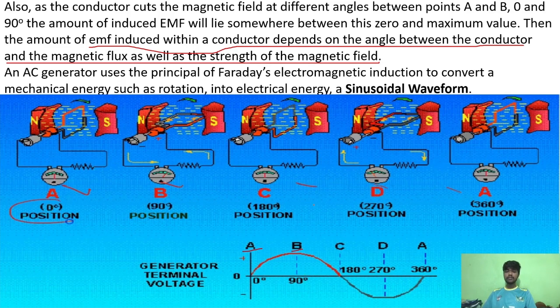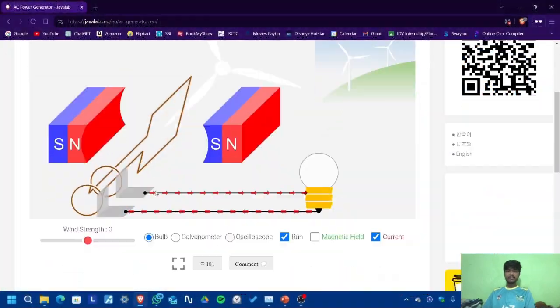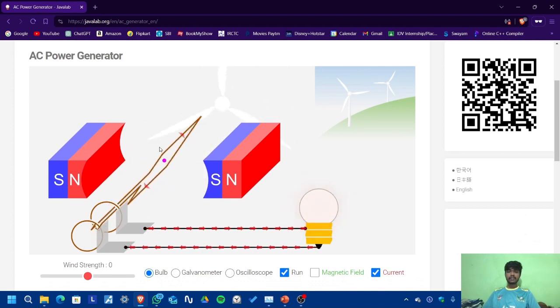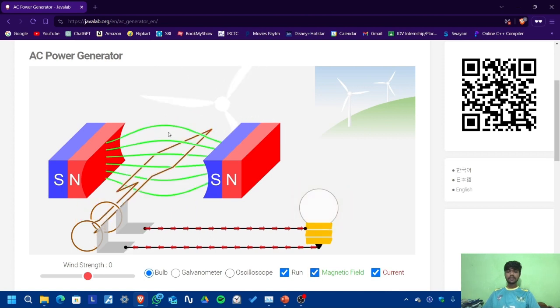From B to C it again rotates some 90 degrees. So from A to C it is positive, and from C to D it is negative. This is an AC power generator. This is the wire loop, the wire conductor, which rotates, and these are the magnetic field lines from north to south pole.